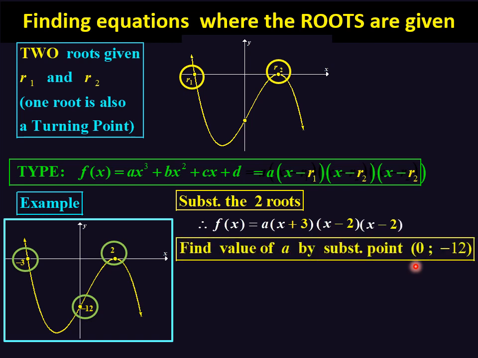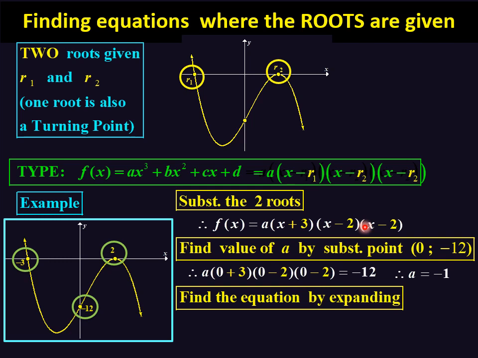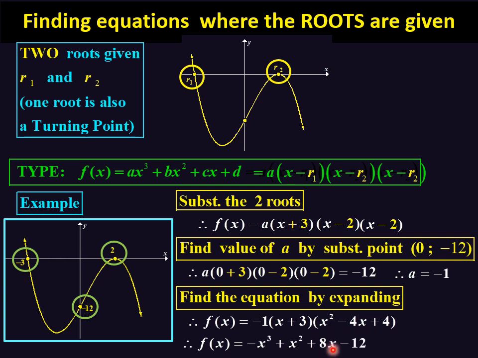Now we have to find the value of a. That we can do by substituting the other point, (0, -12). Substitute that. We end up here with 12a equal to -12. So a is -1. Now we can substitute the -1 back into that expression, and we multiply the second 2 factors and expand that. We end up with x squared minus 4x plus 4, and if we expand all of that, we end up with negative x cubed plus x squared plus 8x minus 12.